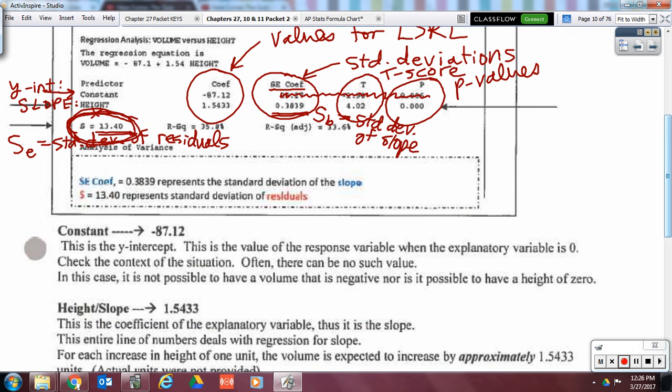Now, let's not forget that when we find r, it needs to be the square root of the r squared value. But how do I know the sign it should be? How do I know positive or negative?